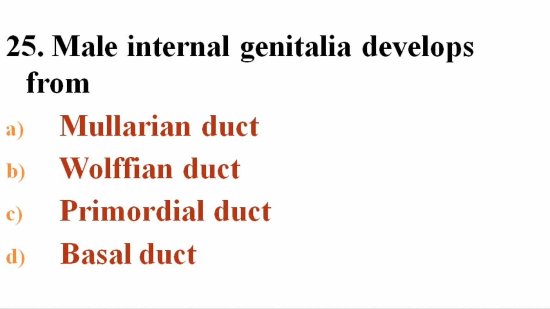Next question. Male internal genitalia develops from options A. Mullerian duct, B. Wolffian duct, C. Primordial duct, D. Basal duct. Answer is B. Wolffian duct. So male internal genitalia develops from Wolffian duct.